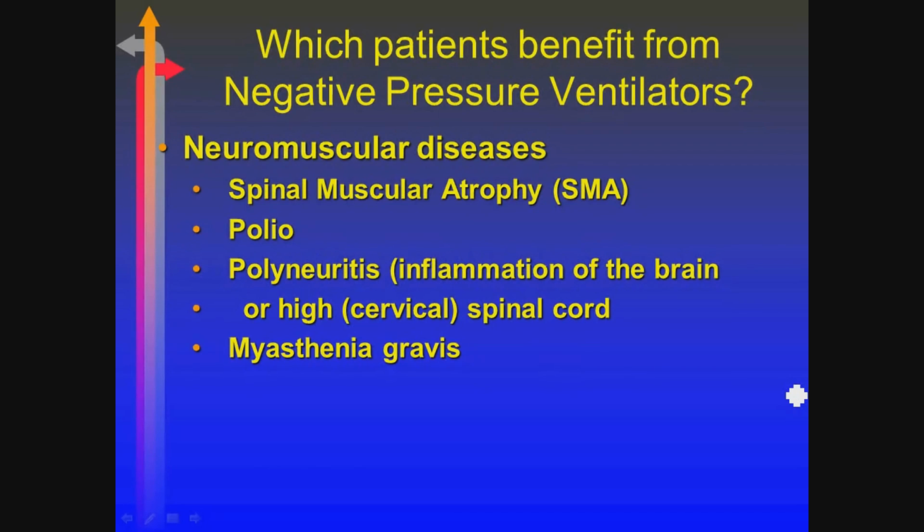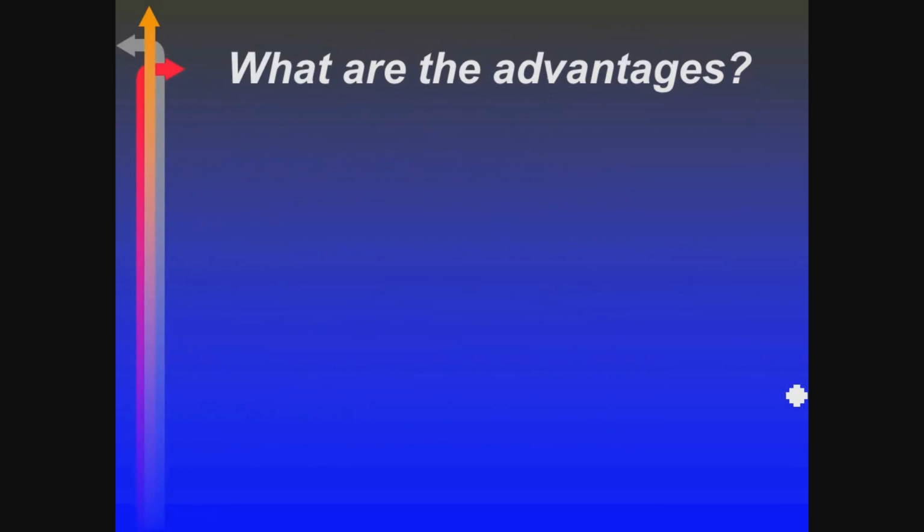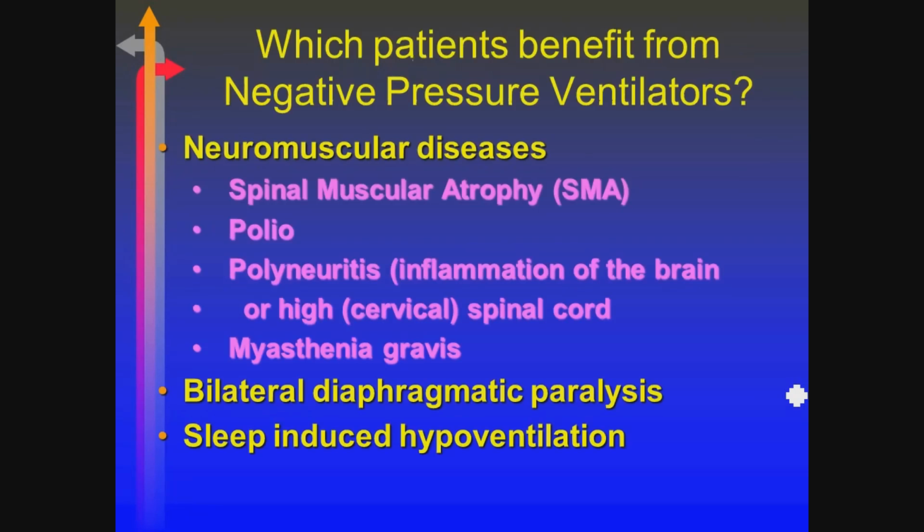A lot of the kids, by the way, at camp have SMA. That's spinal muscular atrophy, where basically the spinal muscles don't develop correctly, and that's one of the reasons they're in a wheelchair, they can't support themselves. It hurts their breathing. Diaphragmatic paralysis, Ondine's curse, sleep-induced hypoventilation.